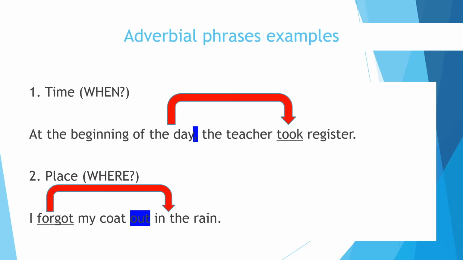Does it tell us more about I or forgot? It tells us more about where the coat was forgotten. Remember, we now know that the phrase is out in the rain. We need to ask the questions when, where, why, and how to determine whether it is time, place, reason, or manner. So where did I leave the coat? Out in the rain. So the adverbial phrase of place is out in the rain.